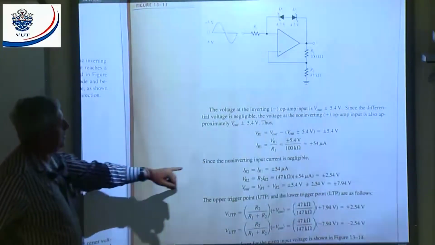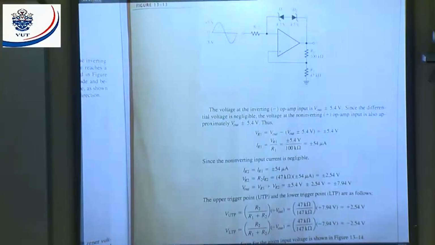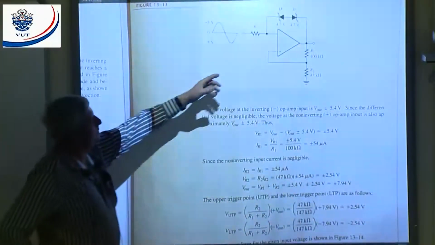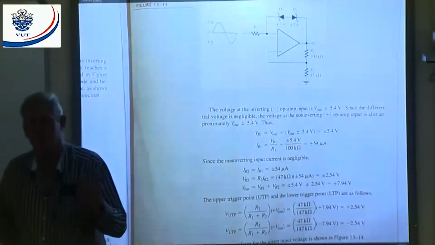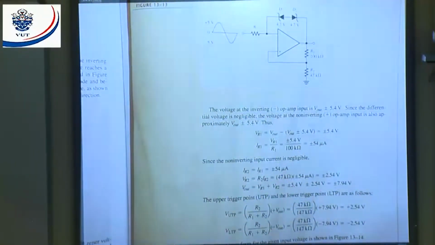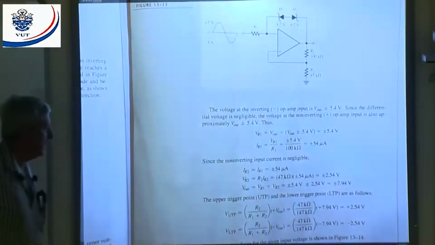And they say, since the non-inverting input current is negligible, what I already mentioned, then I can say IR2 is equal to IR1 is equal to plus minus 54 microamps. You can neglect that current because it's negligible. We got that very high input impedance. Then I can work out VR2, and that will give me plus minus 2.54 volts. And I know V out is equal to VR1 plus VR2, and that will be plus minus 7.94 volts. All right, that's going to be my output voltage.